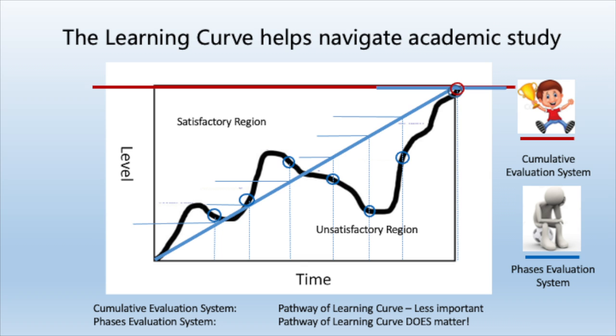We've also found that the learning curve is useful to explain the discrepancy between evaluation results for the same student. Under a cumulative evaluation system, the pathway of the learning curve is less important. However, under a phased evaluation system, the pathway of the learning curve does matter. The US secondary education system is closer to a phased evaluation system. Grades need to be earned at each phase. In the end, the grade point average, or GPA, will be used to apply for college.